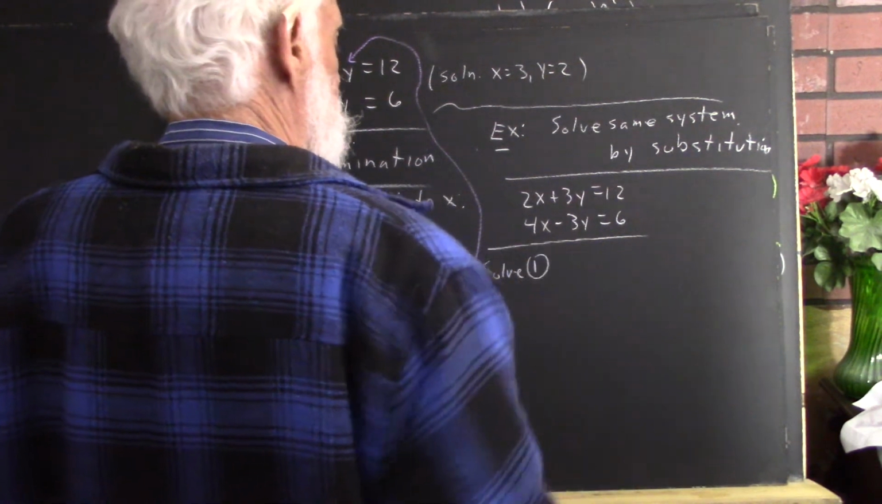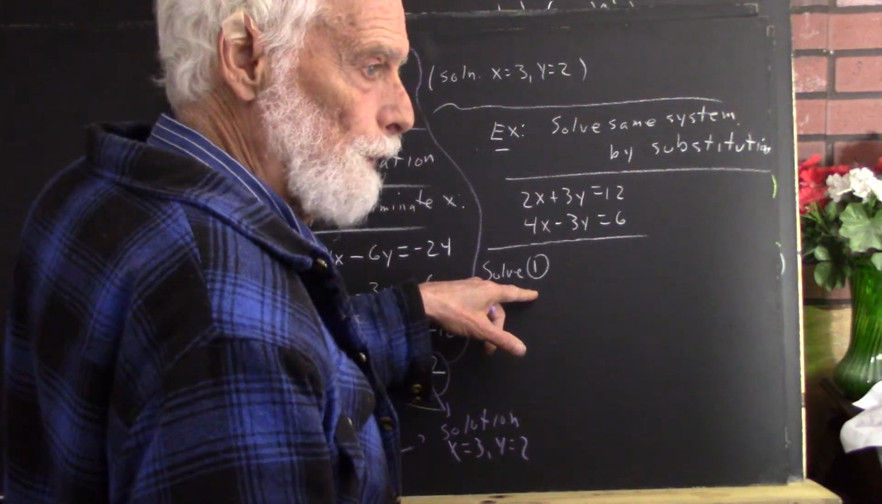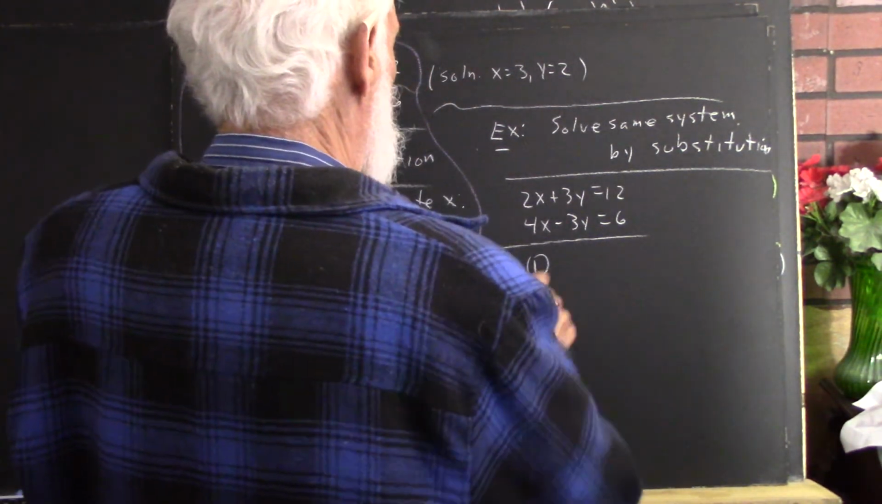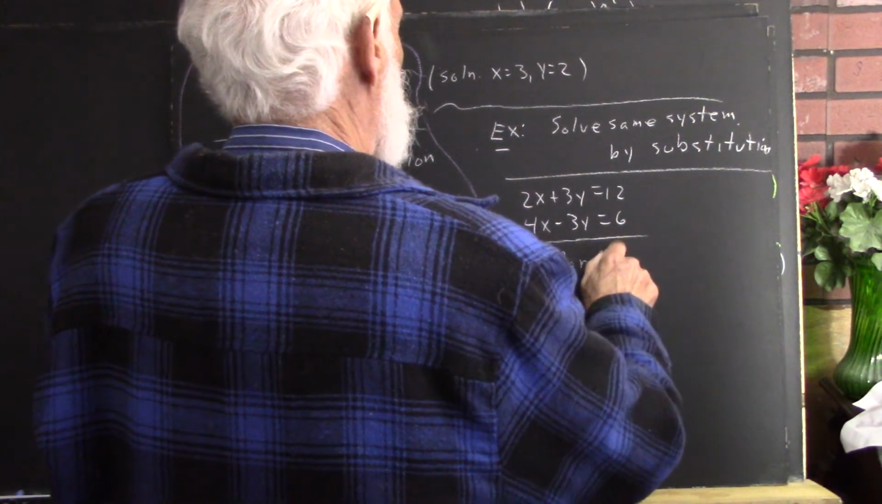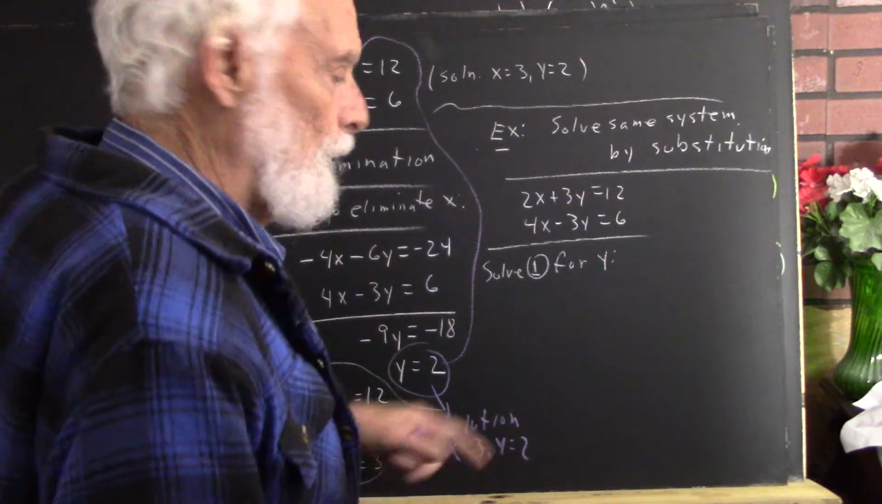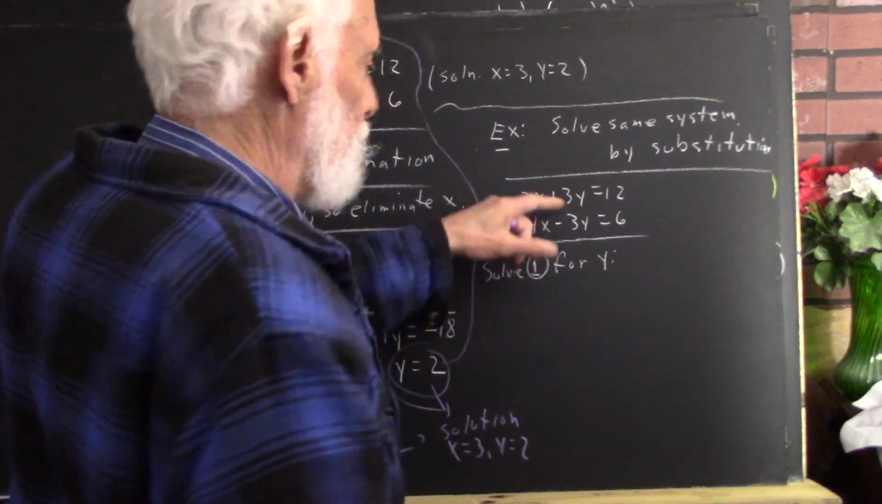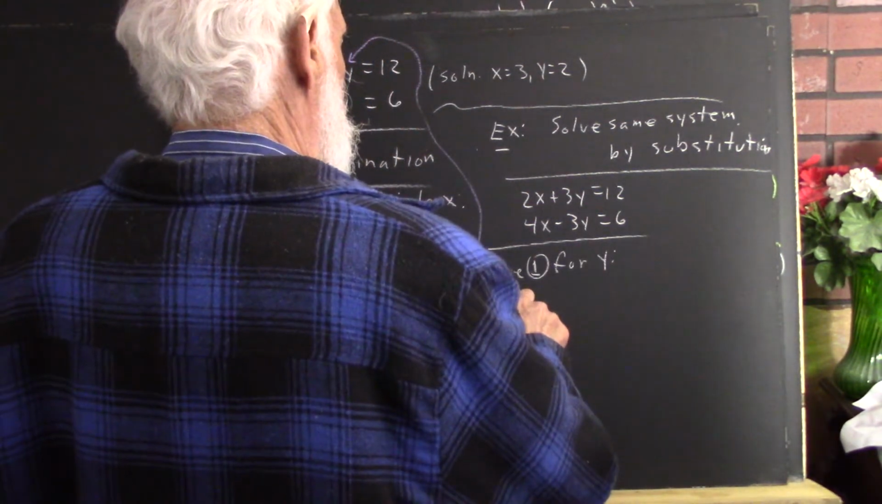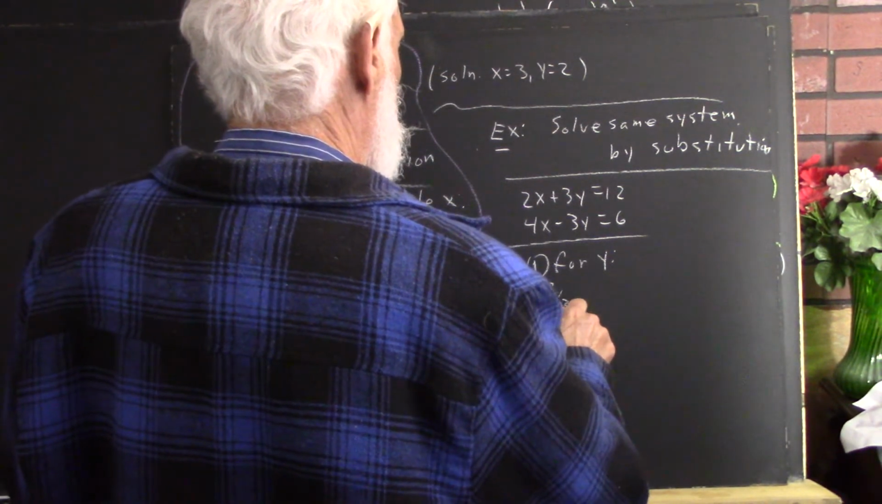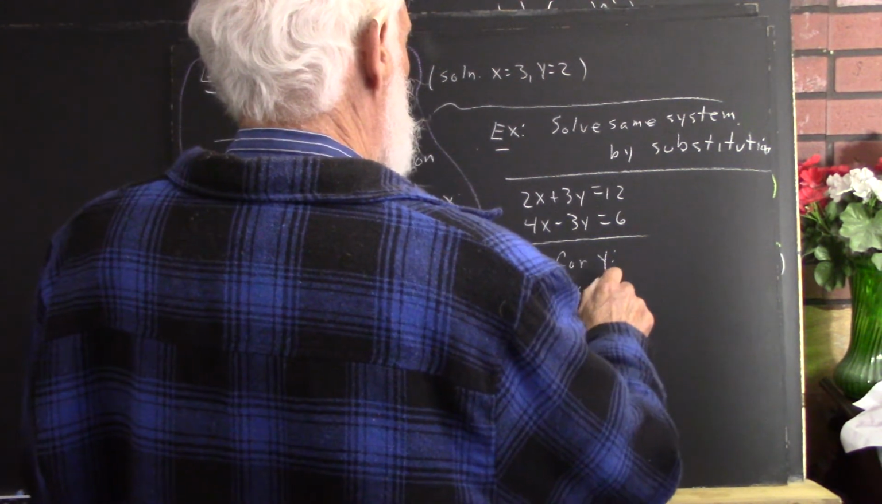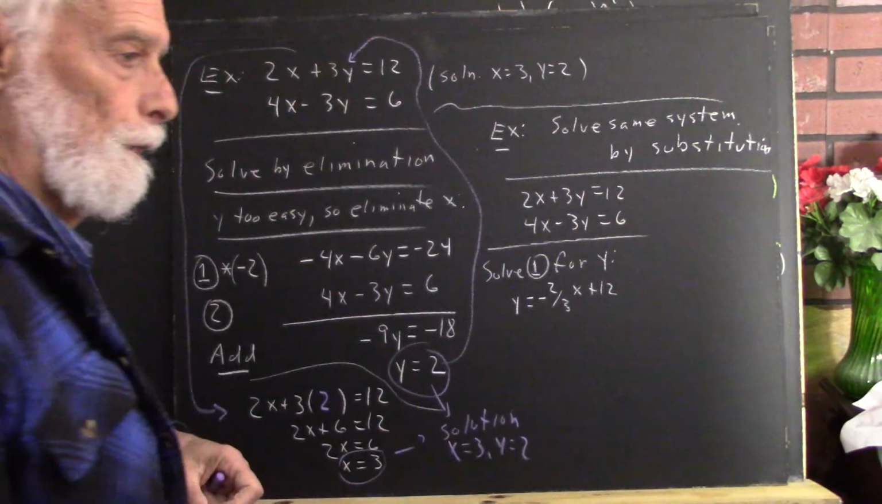Instead of writing the first equation, I'm going to write 1 with a circle over it. Solve equation 1 for y. Now you've got to subtract 2x from both sides and divide by 3, but you're not going to have any trouble with that step. You got y equals negative 2/3 x plus 12.